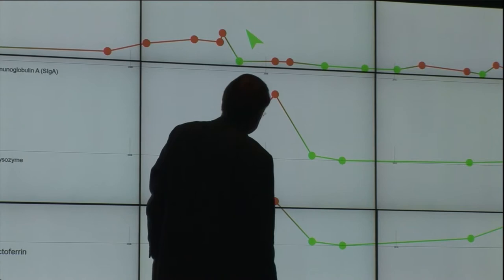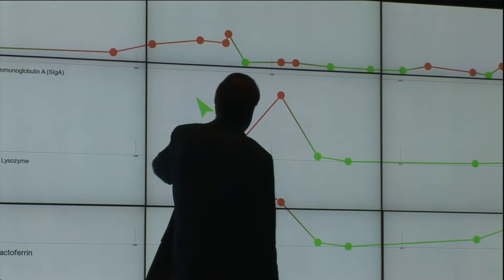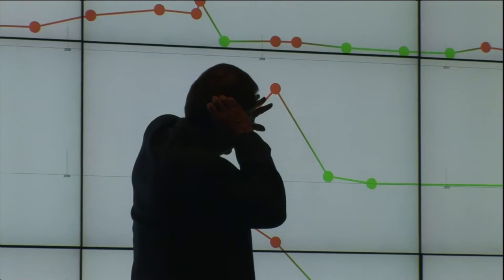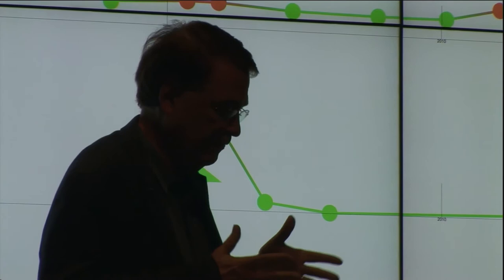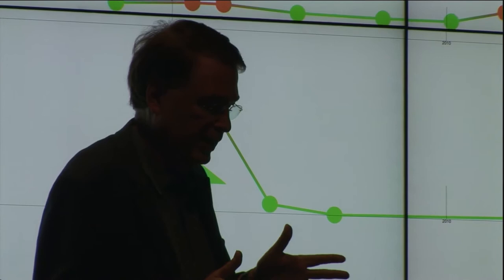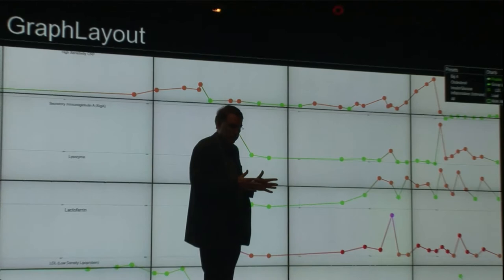But then right after that, if you look at lysozyme, the lysozyme takes off. I mean, this is actually the secretory IgA. It takes off. So this is the adaptive part of the immune system. But in the meantime, the CRP has dropped low, right? So what I will show you is that the inflammation in your blood is not tightly coupled to the innate and adaptive immune system, that they are out of phase every time you look at it.